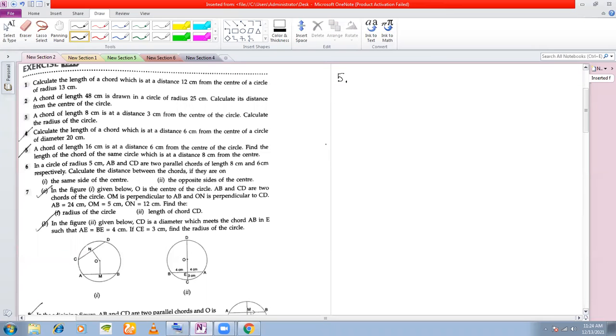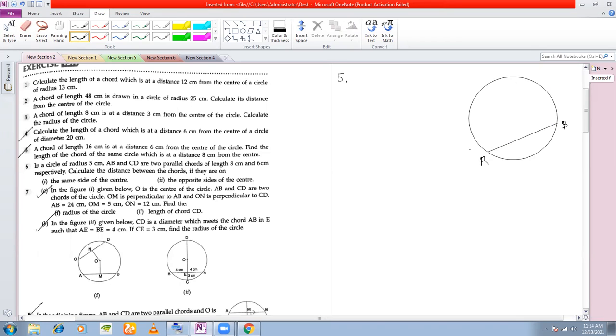A chord of length 16 centimeter is at a distance of 6 centimeter from the center of a circle. Let's draw this. Figure is not given, so you will have to draw the figure on your own. This circle. And let's draw a chord of length 16 centimeter. This is your chord. Let's say AB, whose length is given to be 16 centimeter.